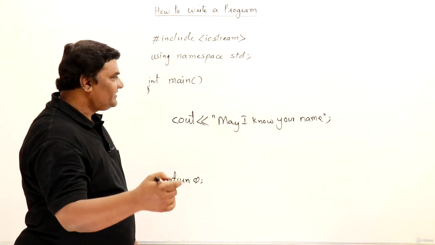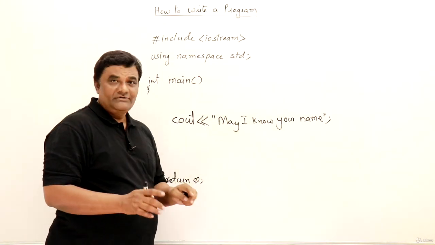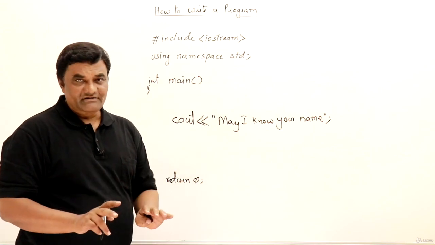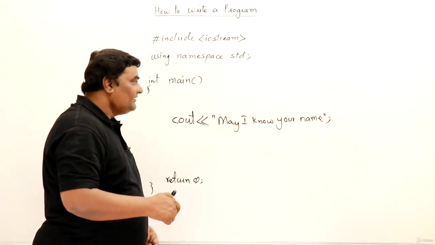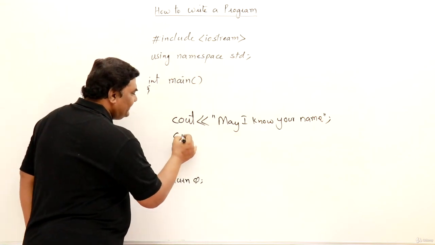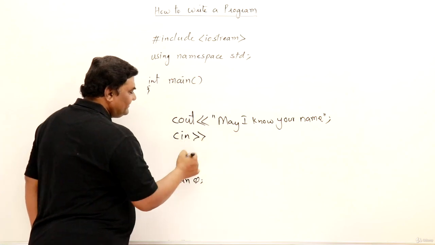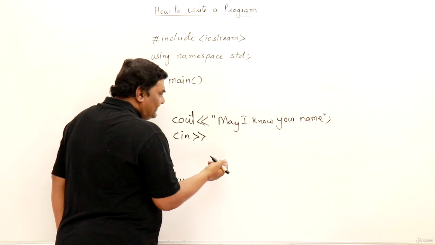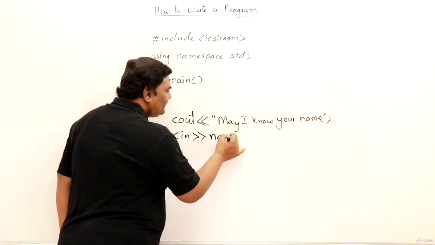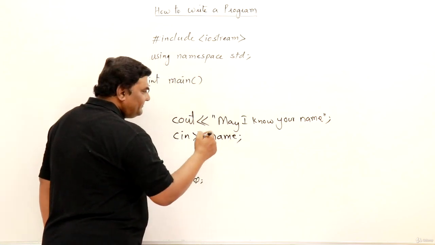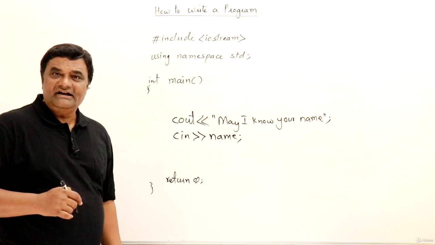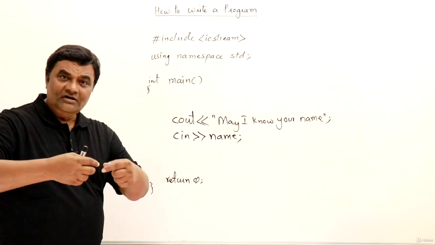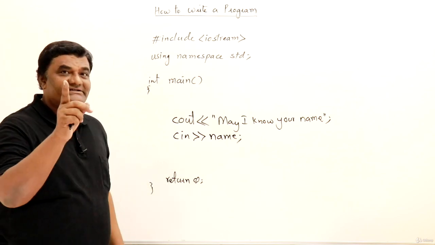Now you are the user, I am the program. When you see this, you will try to write your name from the keyboard, right? And you will hit enter. So that I should read. So I should read it by using cin, right? This is extraction operator. And here I should read your name. So what is this? This is a variable. Name is a variable. Which type? It should read a word, that is name. So it should be string type.